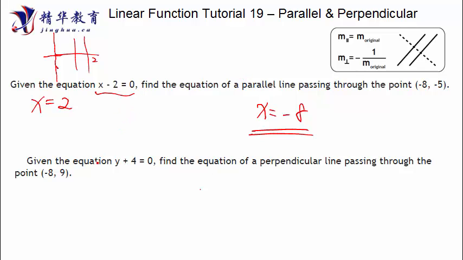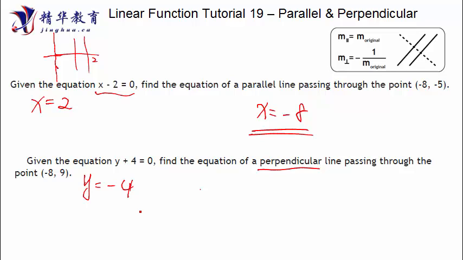See the next one. Now we got the question, no surprise. We got y plus 4 equal to 0. That means it is what? It is a horizontal line, right? Because y equal to -4. However, our equation is perpendicular to that line. So if they have a horizontal line, we're perpendicular to it.